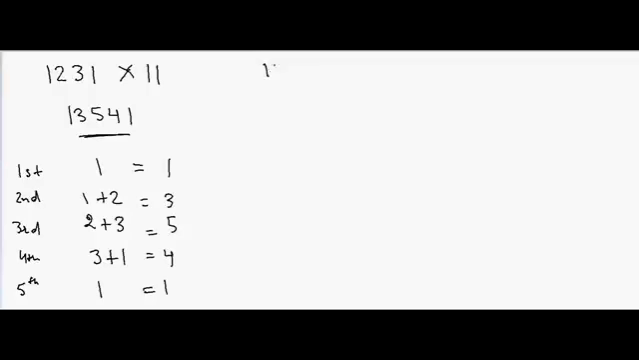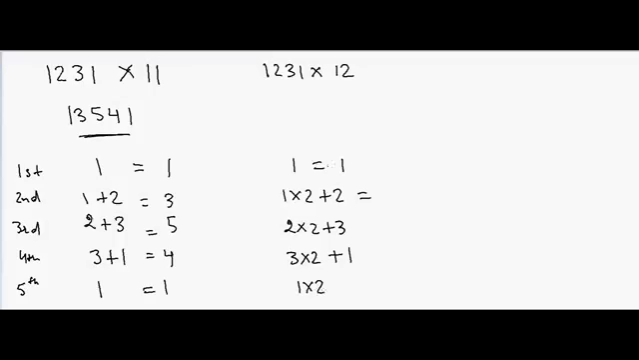Again, if I have 1, 2, 3, 1 and I want to multiply by 12, here we have 1, then we have 1 into 2 plus 2, then we have 2 into 2 plus 3, 3 into 2 plus 1, and 1 into 2. So that will give me 4, this will give me 7, 7, 2. So the answer is 1, 4, 7, 7, 2.